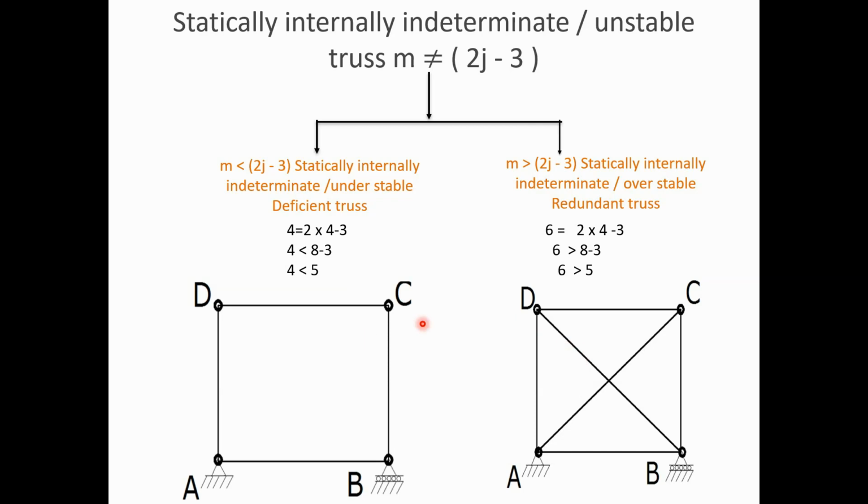Compared to this first one, if you check the number of members in this truss, the number of members is 6 and the number of joints is 4. If you put this in the condition m greater than 2j minus 3, we get 6 is greater than 5, which means there is a redundancy of one member in the truss. If you remove one of the members from the truss, then this truss becomes a stable or determinate truss. Particularly in this video we are going to learn how to analyze a redundant truss or redundant frame. So let us discuss the analysis of redundant trusses.